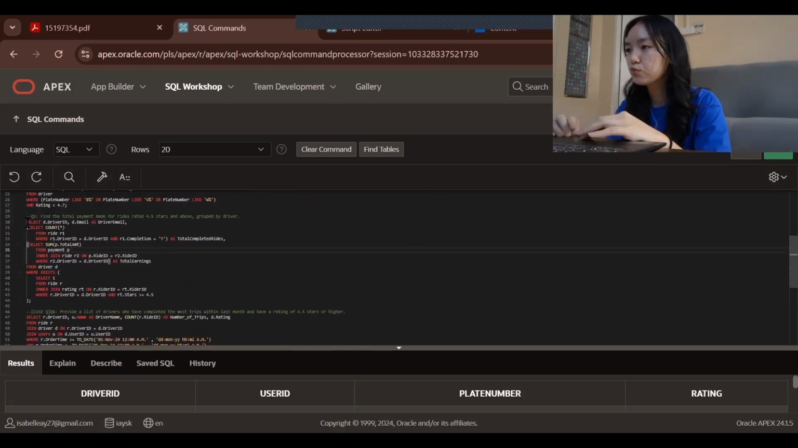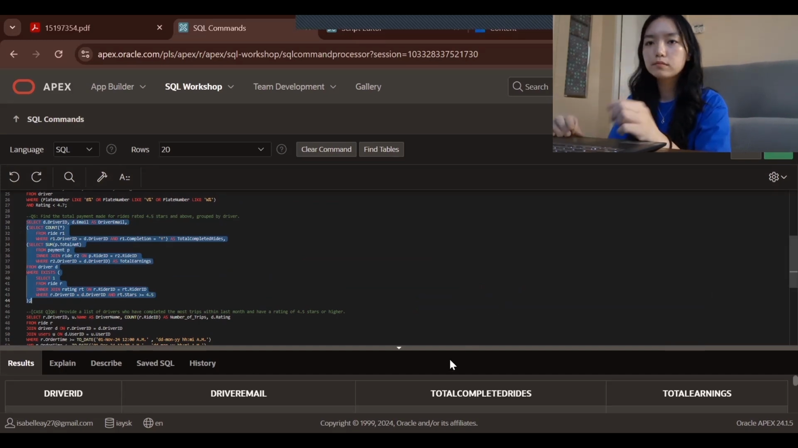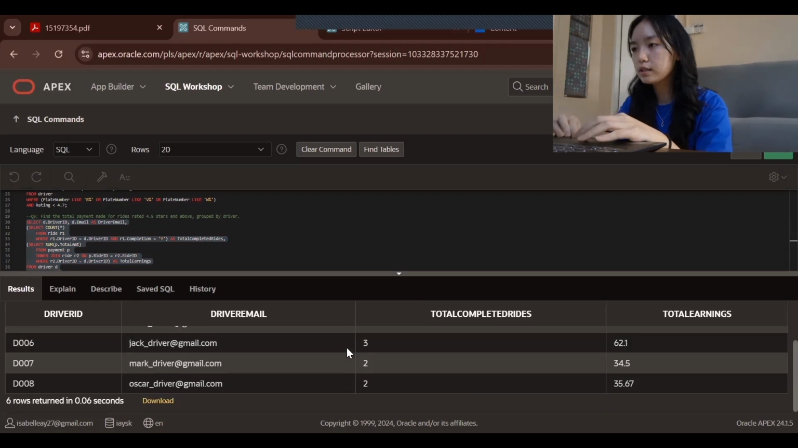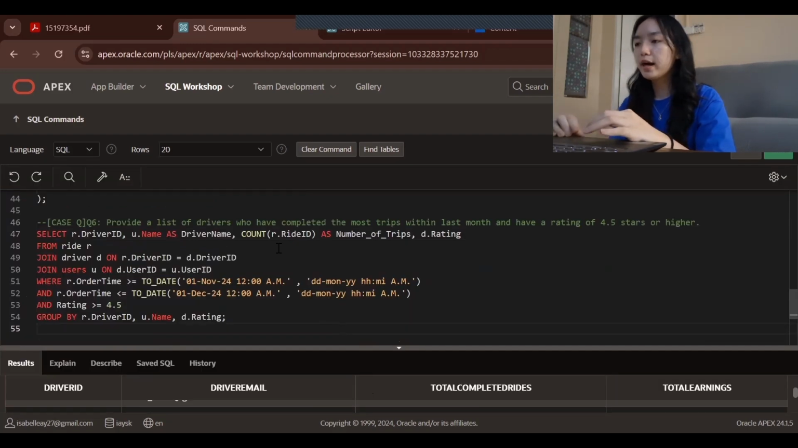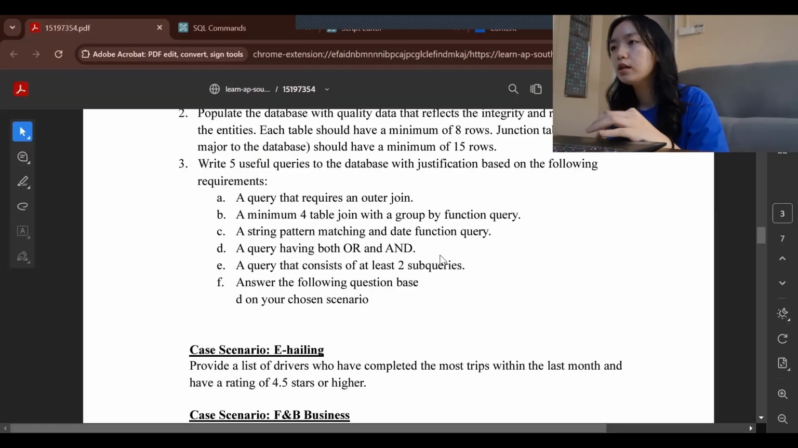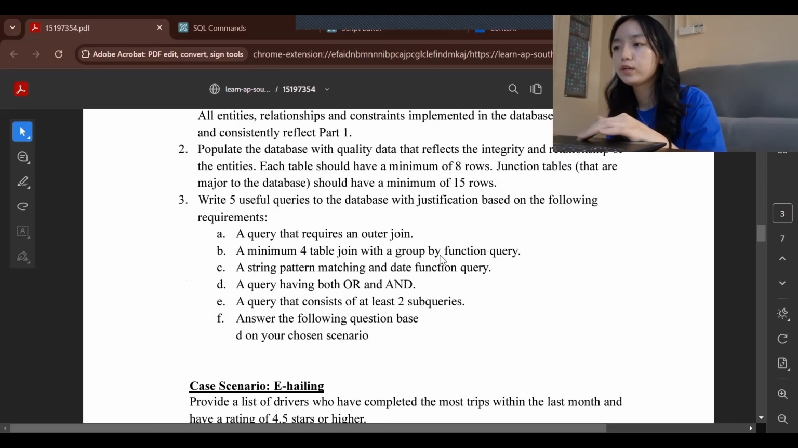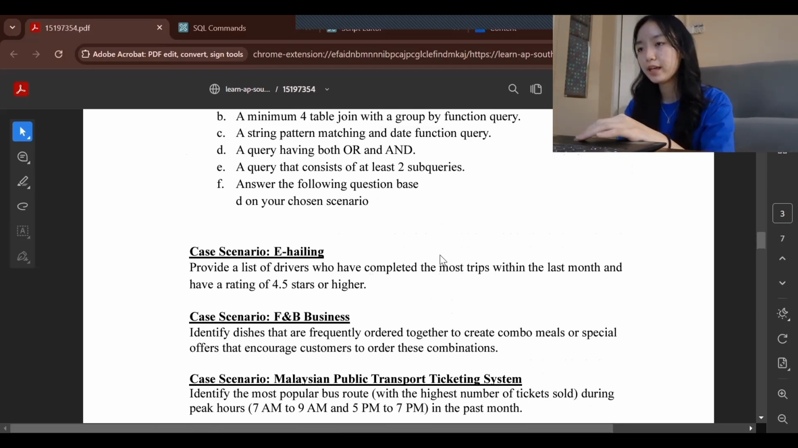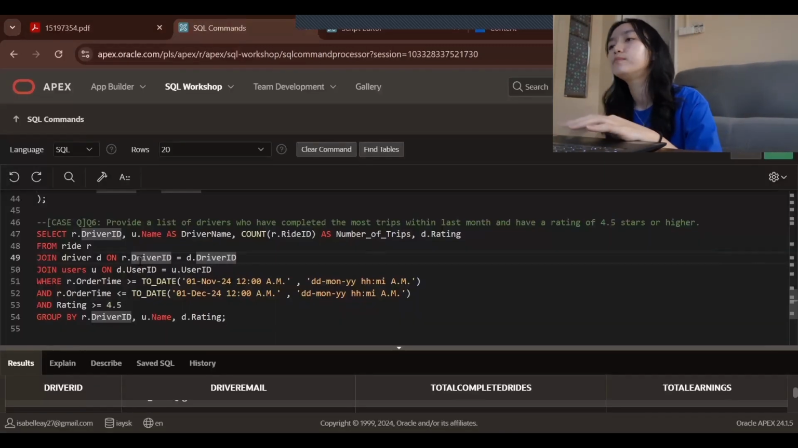Right, okay. Let's just run it very quickly to test. Okay, these are the results. No bugs this time. And finally, we're at our last question, which is a case question. The case question was provided based on which case scenario we chose. Our group chose to do E-Hailing. So we were given the final question, question F: provide a list of drivers who have completed the most trips within the last month and have a rating of 4.5 stars or higher.